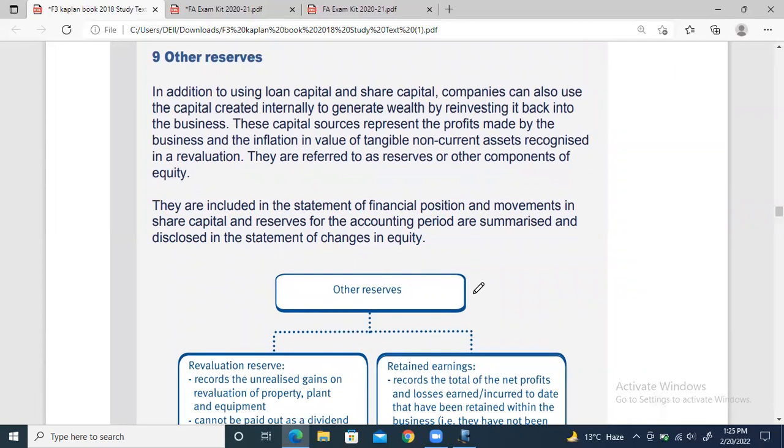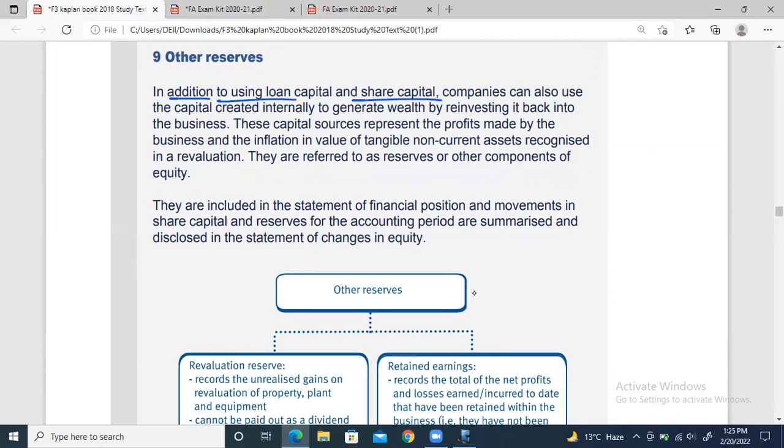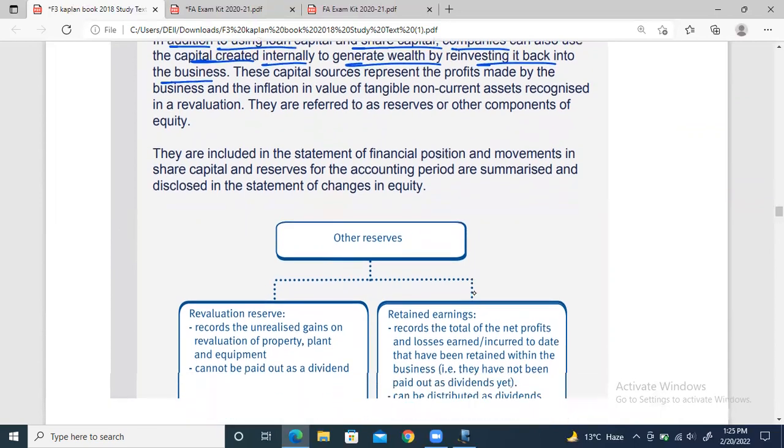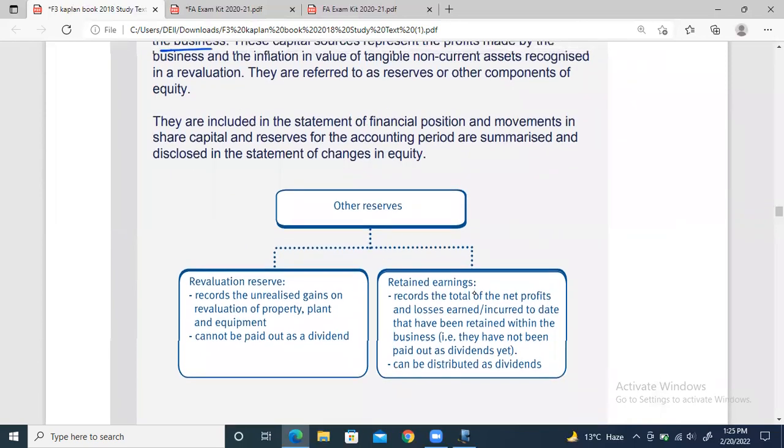That's the thing I was telling you about: apart from share capital and share premium, equity has basically four items. Share capital and share premium, which we have already studied above, and the two other things are revaluation reserve and retained earnings. So it's talking about the same here as well. In addition to using loan capital and share capital, companies can also use the capital created internally to generate wealth and reinvest it back into the business. So instead of issuing shares, two readily available options are available if the company has available cash, and those are either revaluation reserve and retained earnings.